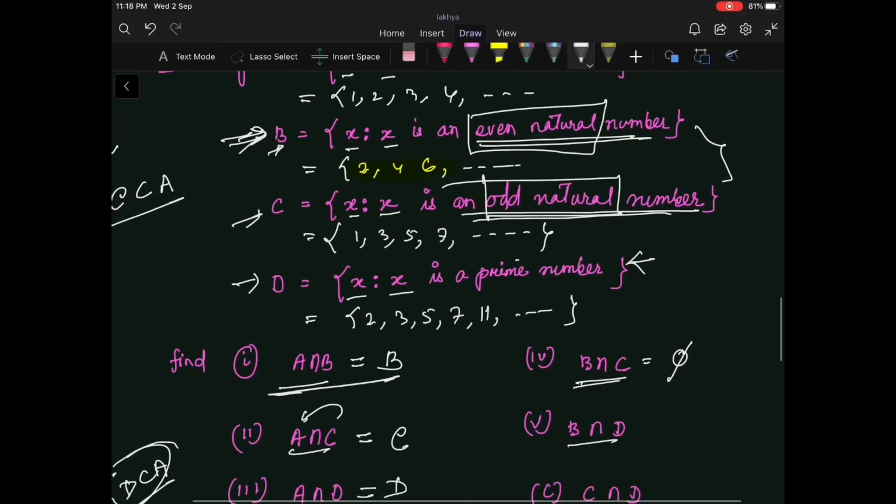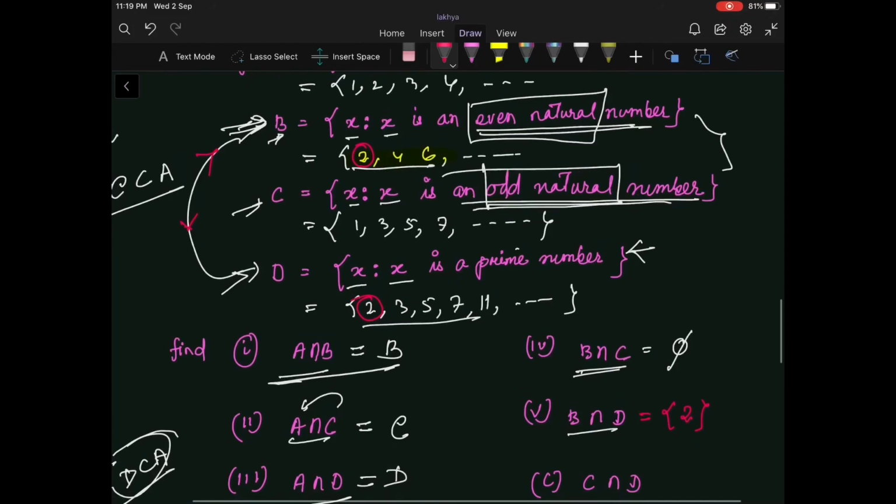Then let's find the B intersection D. Now compare B and D. These are prime numbers and these are even natural numbers. As you can see, 2 is the only even prime. So that's why 2 is the only common element in these two sets B and D. So the intersection of these two sets must be the set of 2, the even prime number.